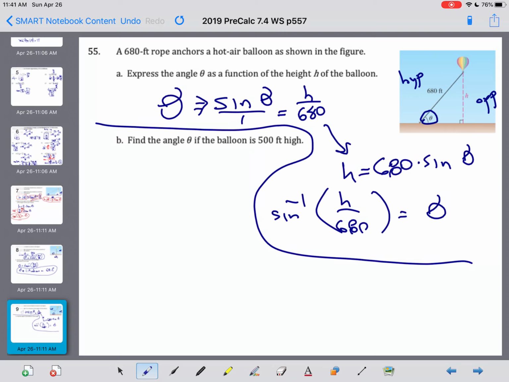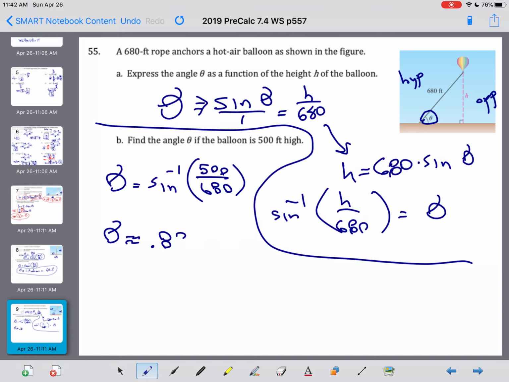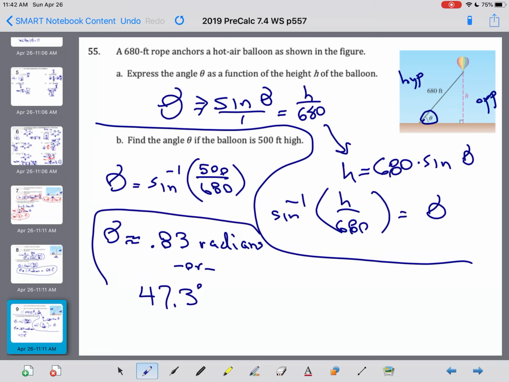Okay? And then moving on here, they want us to find the angle when the balloon's height is 500. So I'm just going to say, hey, the height is 500 over 680, and we type this in our calculator. And again, we're going to round it. If we're doing radians, we're going to get about 0.83 radians, or about 47.3 degrees for my answer here. Alrighty, well that concludes 7.4 worksheet solutions.